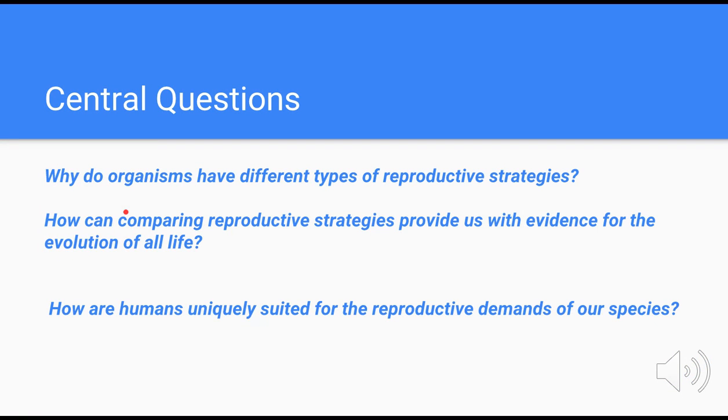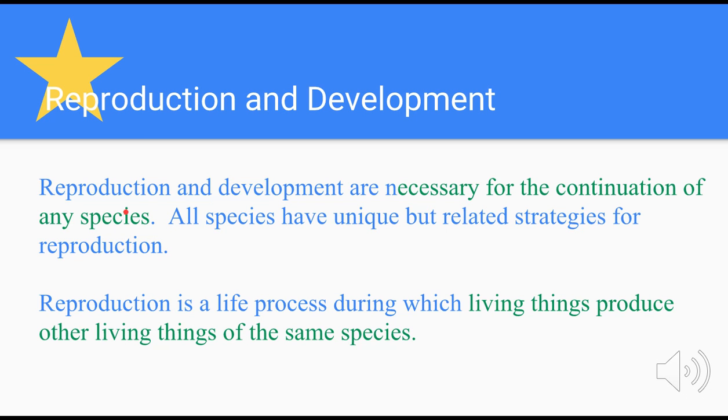So let's see, we're talking about reproduction and development. Reproduction and development are necessary for the continuation of any species. That's the reason why any species reproduces, because they want their particular genetic traits to be passed on. They don't want their species to become extinct. So the reason that reproduction happens is for species to continue, and all species have unique related strategies for reproduction.